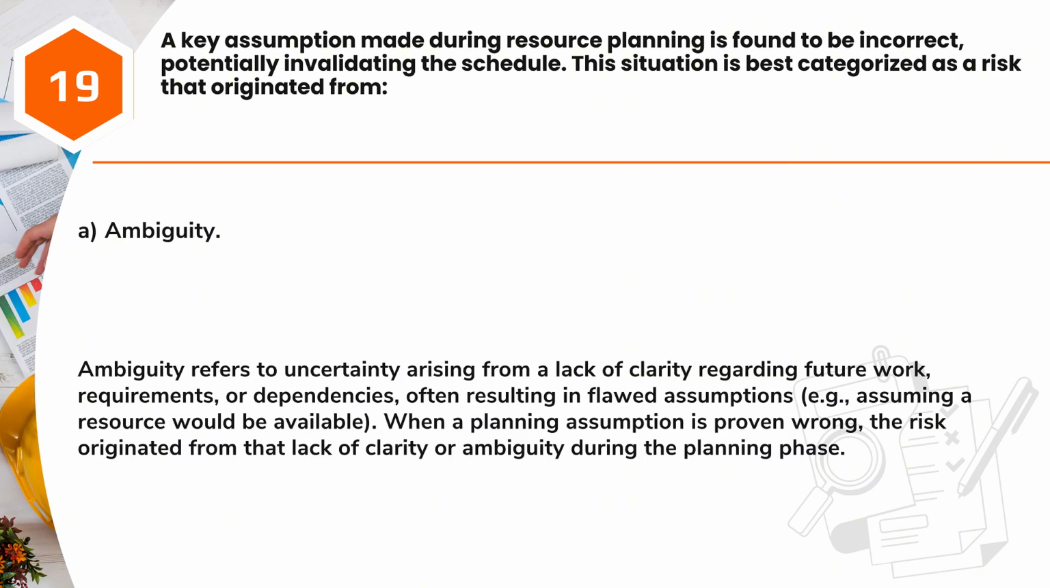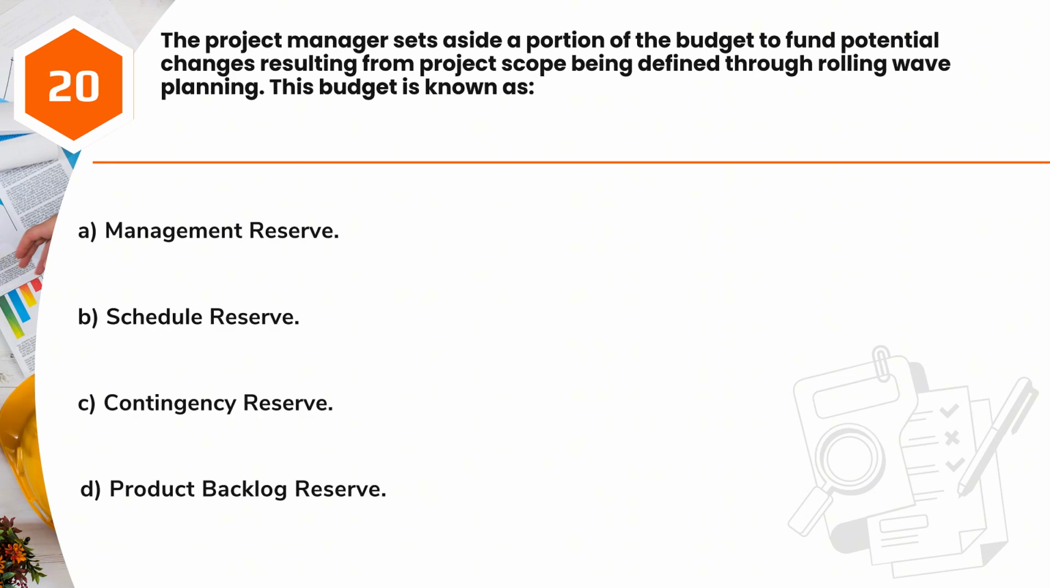Answer: A. Ambiguity. Ambiguity refers to uncertainty arising from a lack of clarity regarding future work, requirements, or dependencies, often resulting in flawed assumptions, e.g., assuming a resource would be available. When a planning assumption is proven wrong, the risk originated from that lack of clarity or ambiguity during the planning phase.